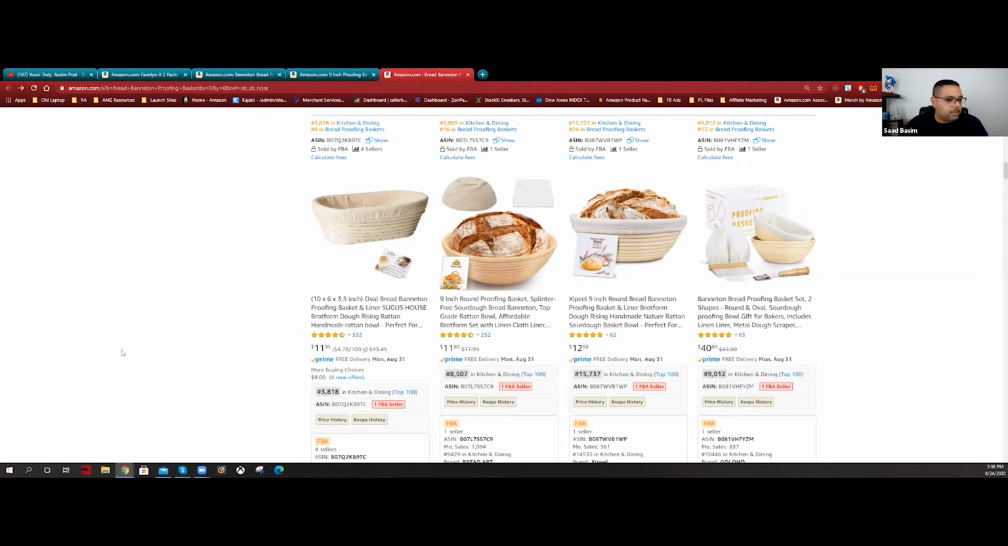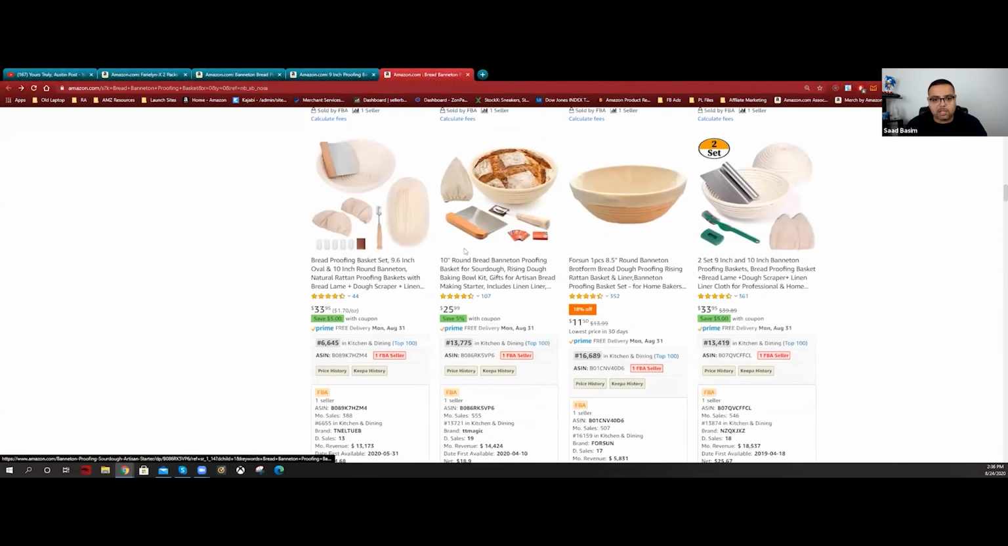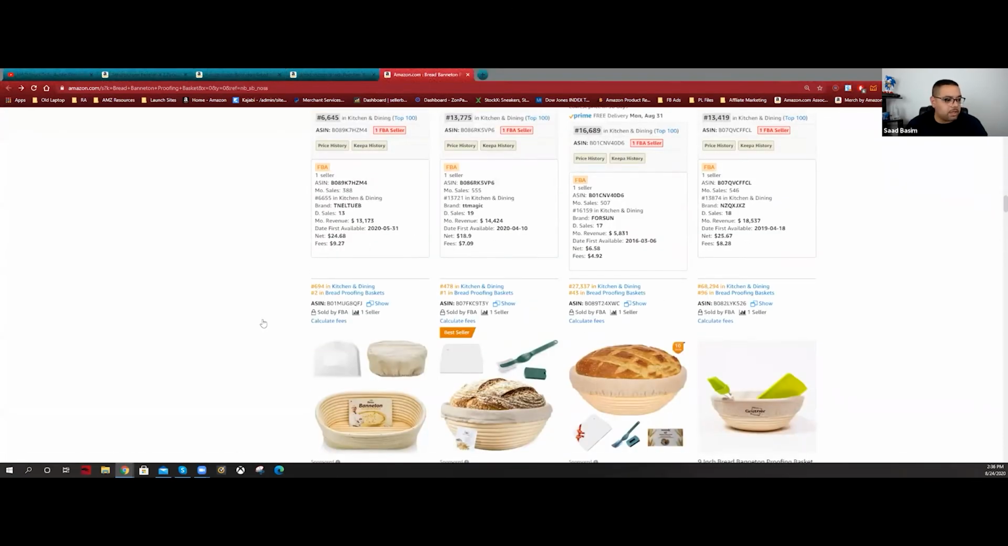Then we said bundling, then customization. There's nothing here that is customized. You can customize a little bit if you want, but this is how you do it.